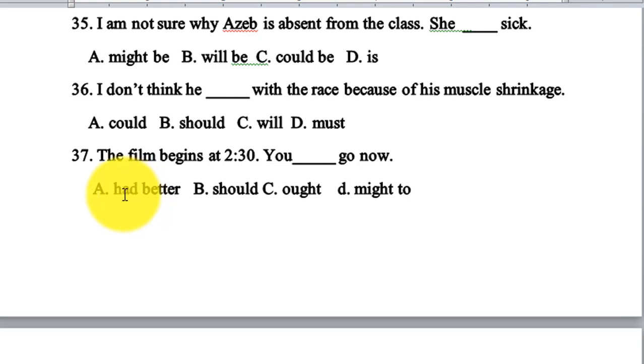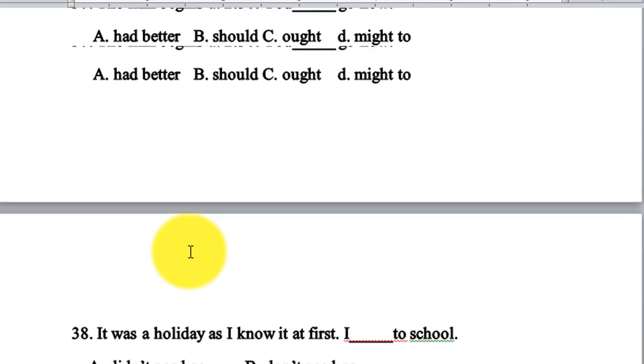We call it had better. For example, to use should: "It's an interesting film, you should go now." It's an interesting film is general, no specific time, no specific context. So should is appropriate. So had better and should differ in giving advice and suggestions. That is how we distinguish had better and should in this context. Fine, let's pass to the next question.